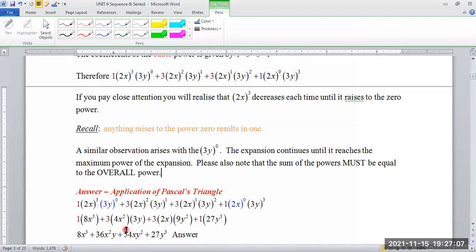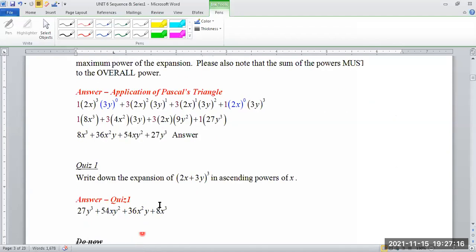So this is the answer that we got, but they want it in ascending powers of x. What would you do? Just turn the answer back around. Instead of 27y cubed here, and instead of positive 54x squared y, xy squared, and instead of 1 here, see it right here. The first one turns last. So what we do, we lift it up from here and just flip it around.